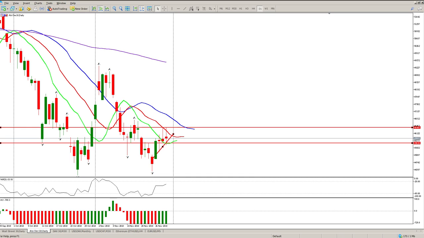And Asia is all over the place. The Hang Seng is up slightly, the Nikkei's down. The US futures are all flat. And let's just look at the DAX as well, because that will have some bearing on today. DAX futures is flat at the moment, and DAX was flat yesterday as well. Pretty much all the markets are flat and going nowhere.